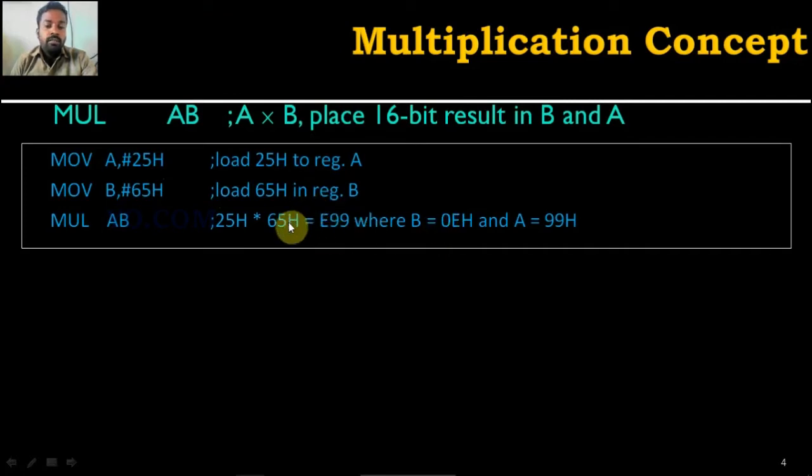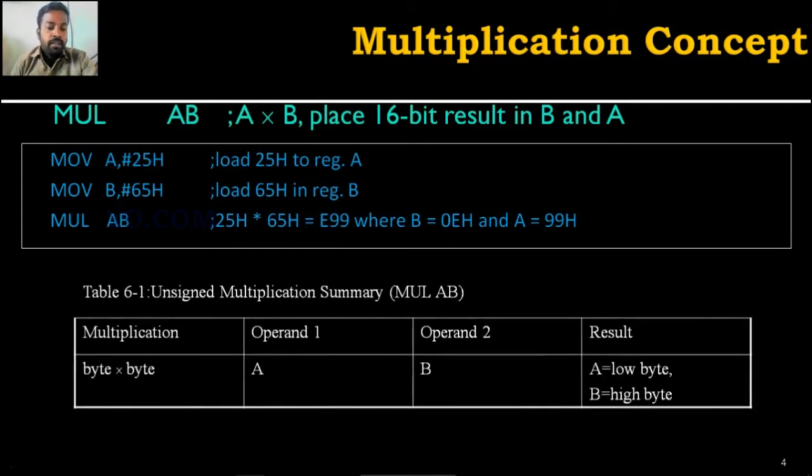So the result is a 16-bit number. Actually here it is a 12-bit number. E99 is 12-bit, but here we are considering a leading 0, so that becomes a 16-bit number. So lower 8-bit is stored in A register, higher 8-bit 0 is stored in B register. This way we can store the multiplication result. So already we have studied this table in the instruction set.